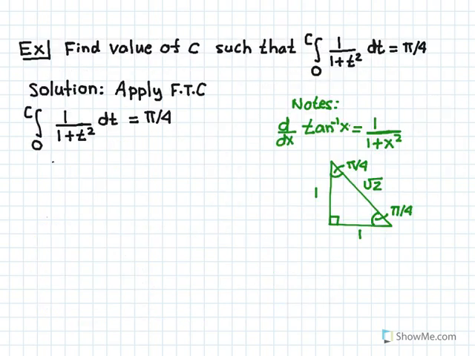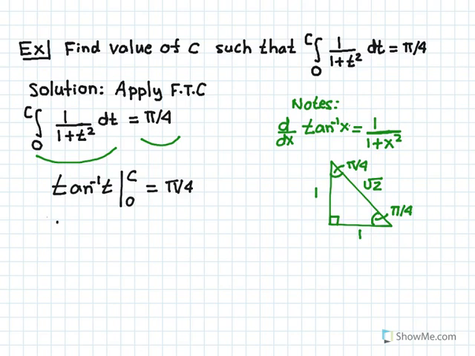Find the value of c such that the integral from 0 to c of 1 over 1 plus t squared dt is equal to pi over 4. We're going to apply the fundamental theorem of calculus. So what we have is the integral from 0 to c of 1 over 1 plus t squared dt is equal to pi over 4. What is the antiderivative of 1 over 1 plus t squared? That's going to be tan inverse t, because the derivative of tan inverse t is 1 over 1 plus t squared. Evaluated from 0 to c, that's equal to pi over 4. So let's put the upper limit in: tan inverse of c minus tan inverse of 0 is equal to pi over 4.